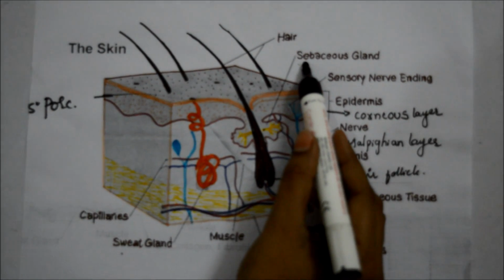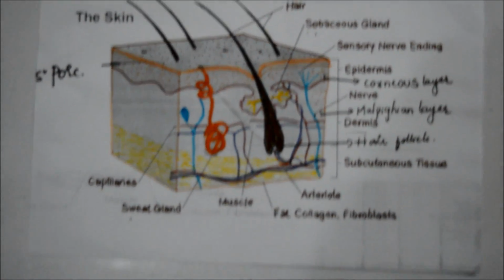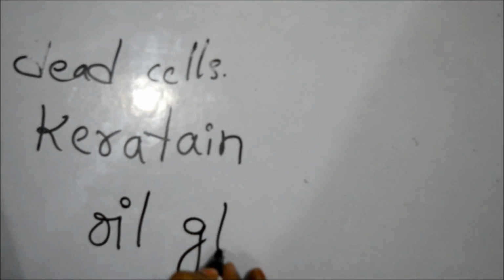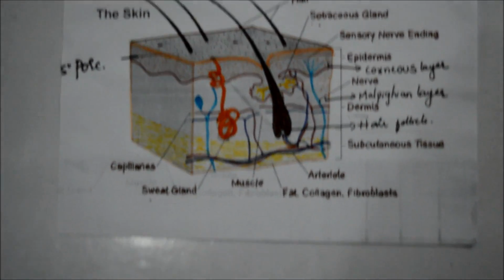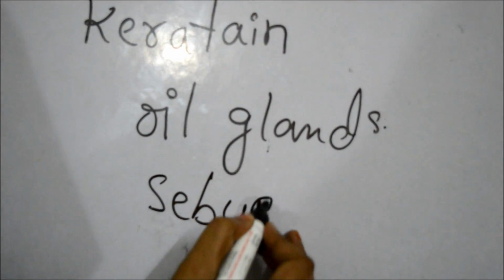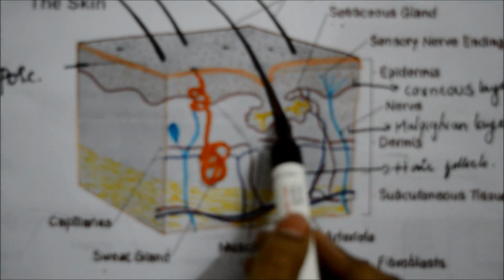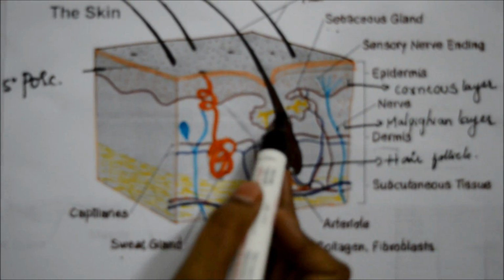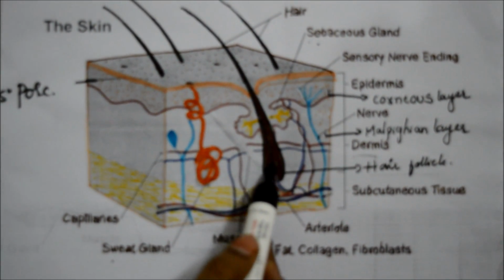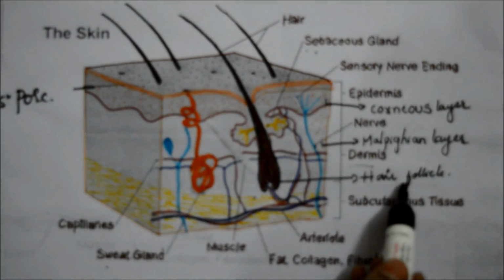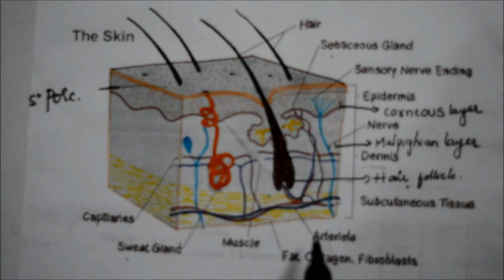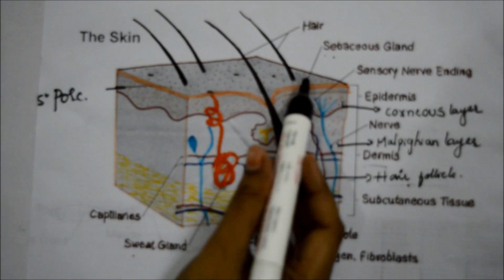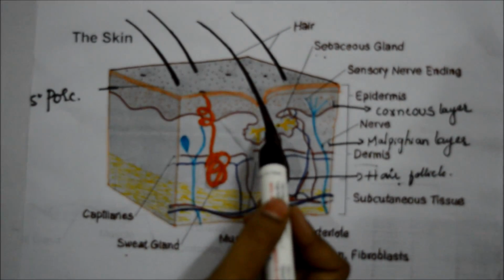Next, let us see the sebaceous glands, which are also known as oil glands. They produce an oily substance called sebum. This sebaceous gland looks like a sac. It has a duct which opens into a hair follicle. The sebum, which is an oily substance, prevents our skin from becoming dry.